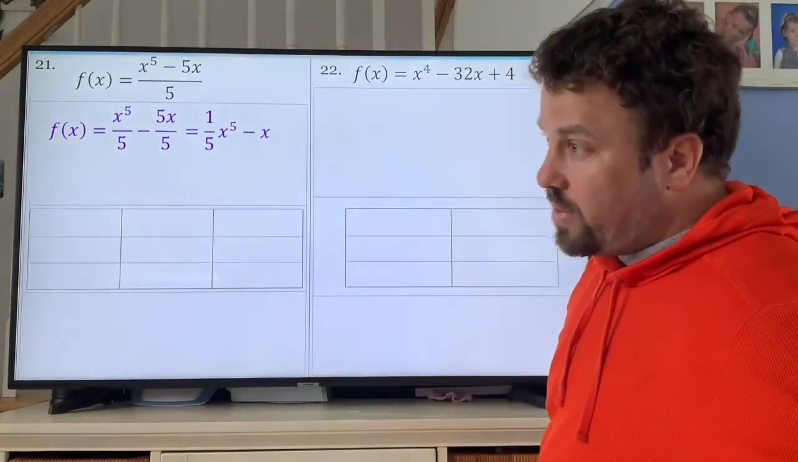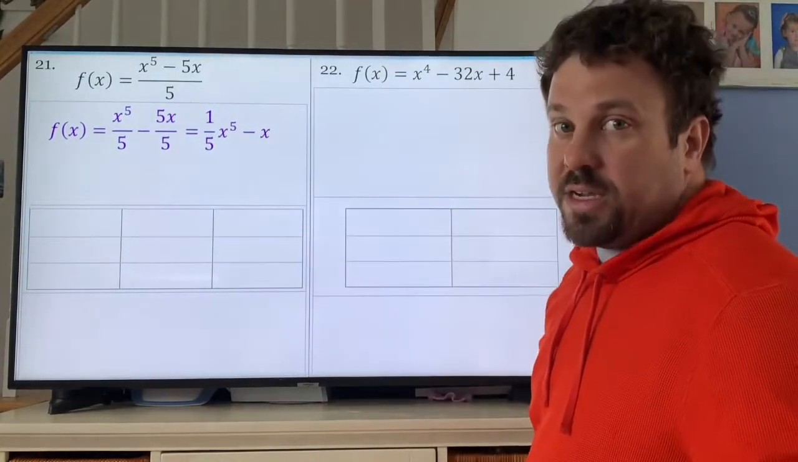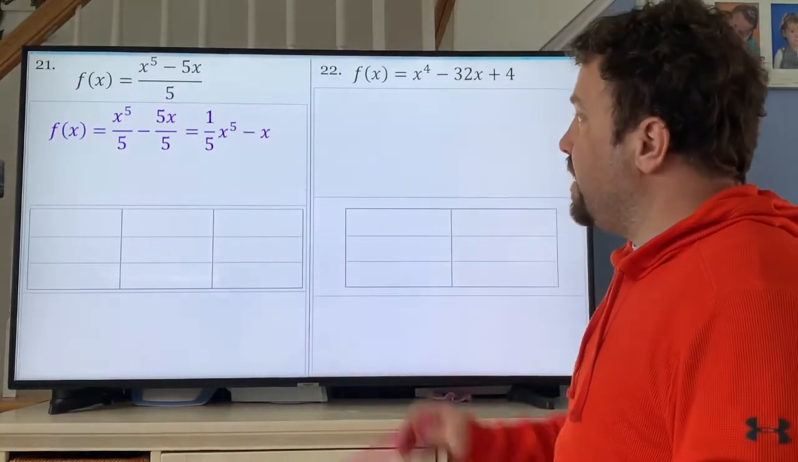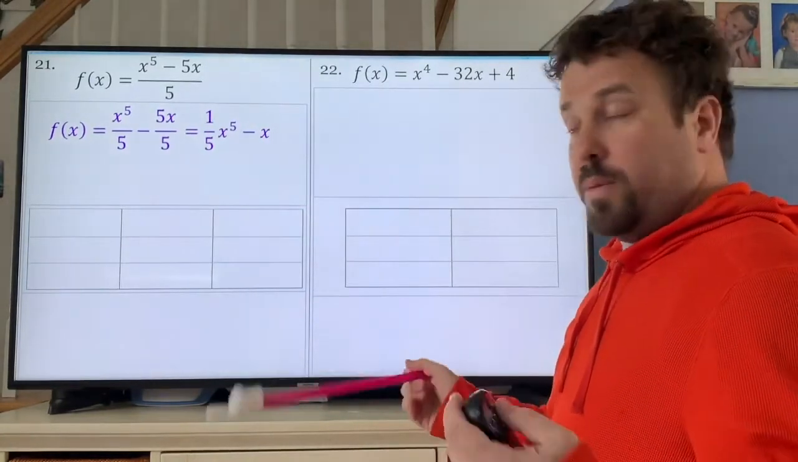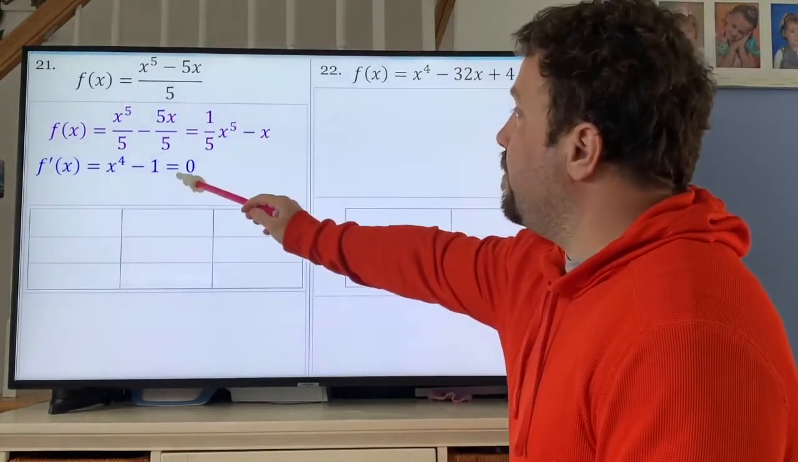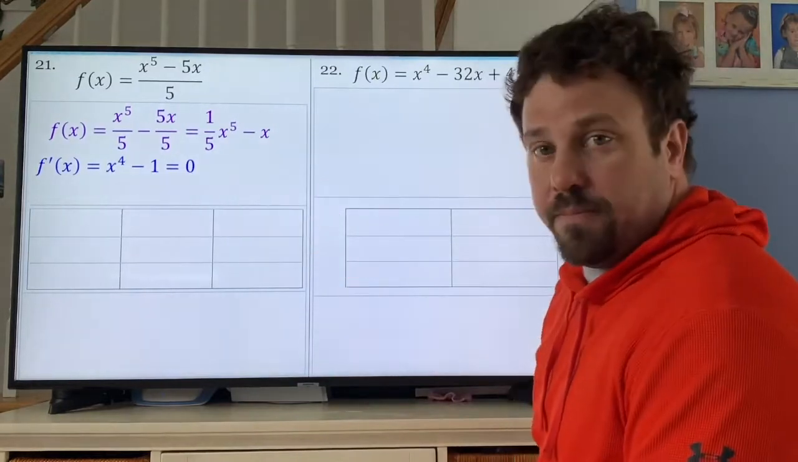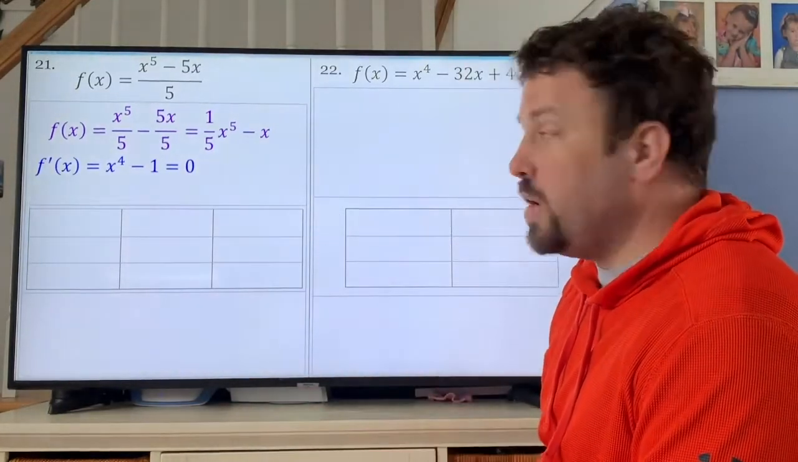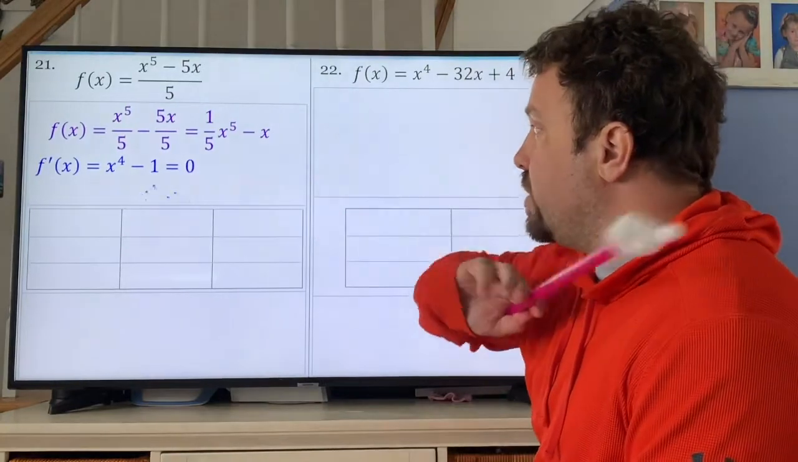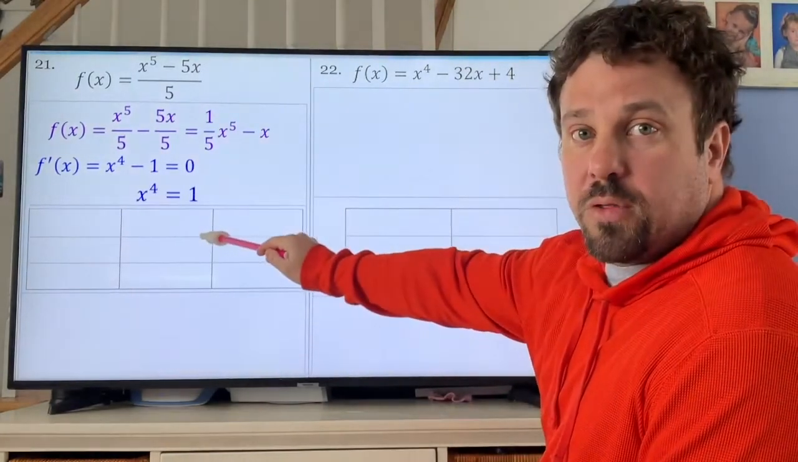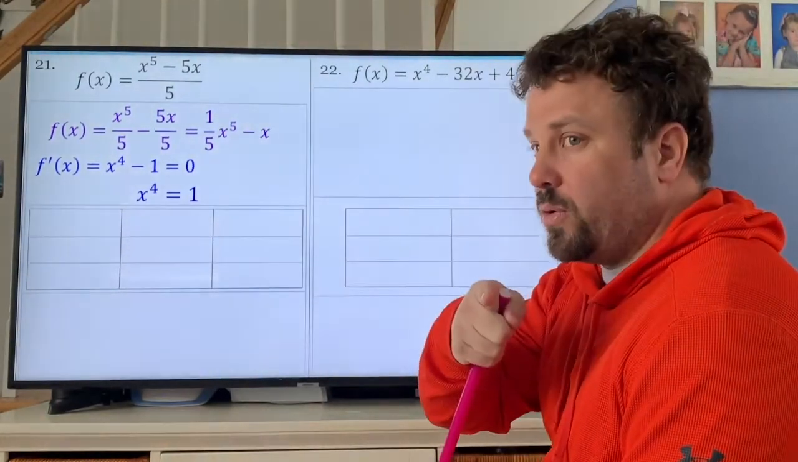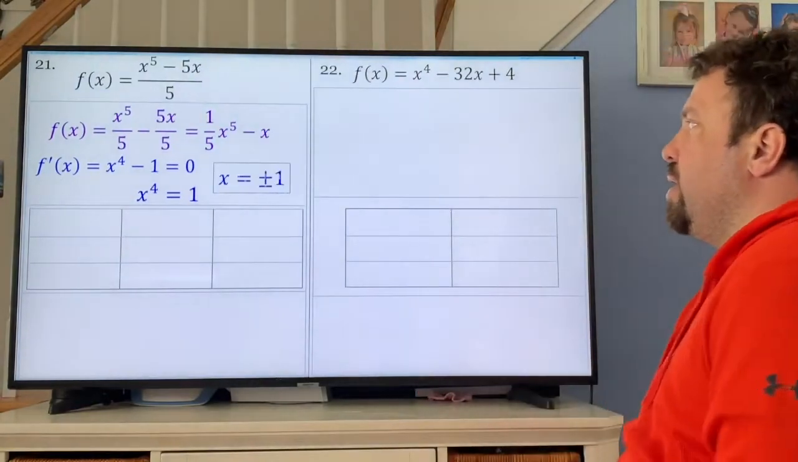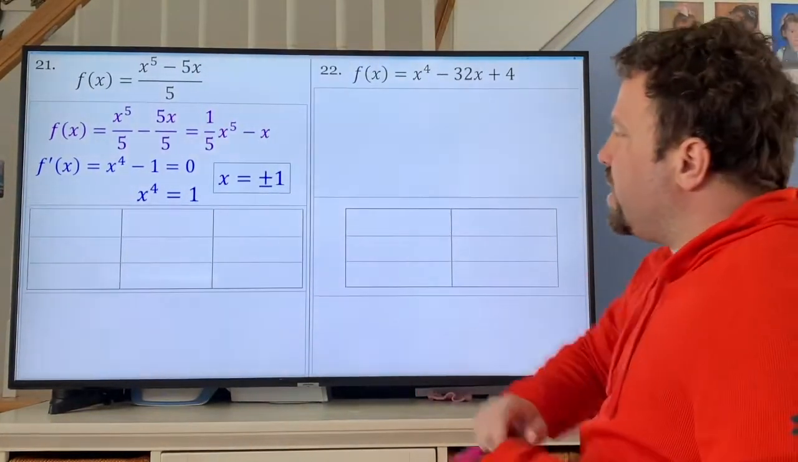Now, that is not your derivative yet. That's just rewriting the original equation. Now, what you're going to do is you're actually going to derive that. 5 times a 5th becomes 1. So you got x to the 4th minus 1 equals 0. Solve for x. Add 1 to both sides. What to the 4th power equals 1? Positive or negative 1. All right? These are both my critical numbers.